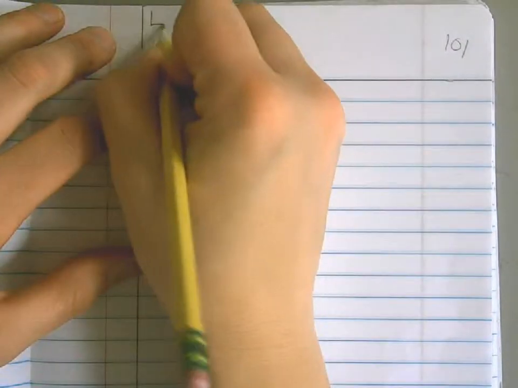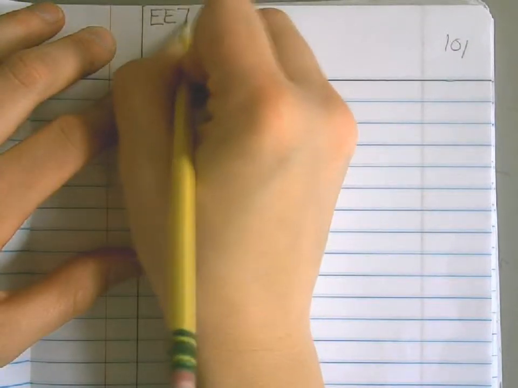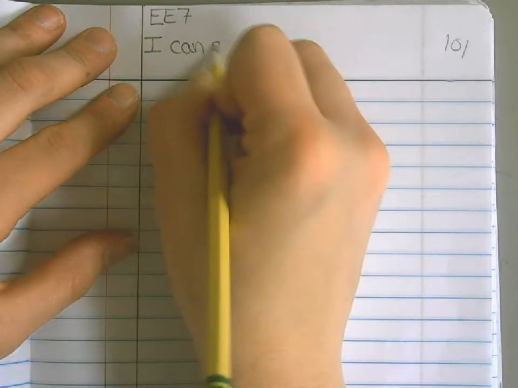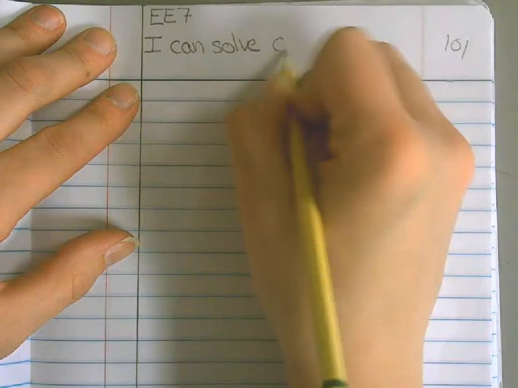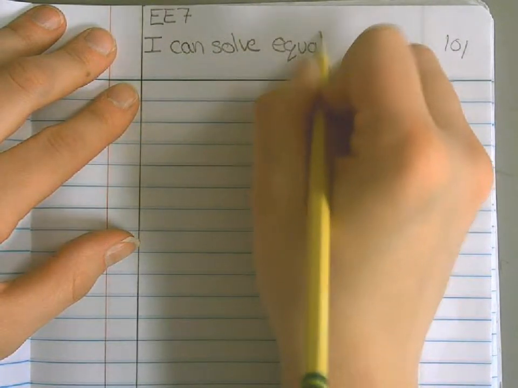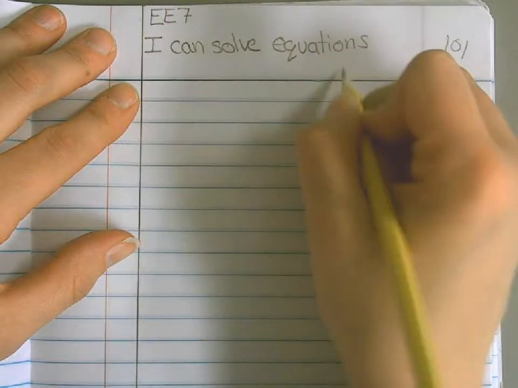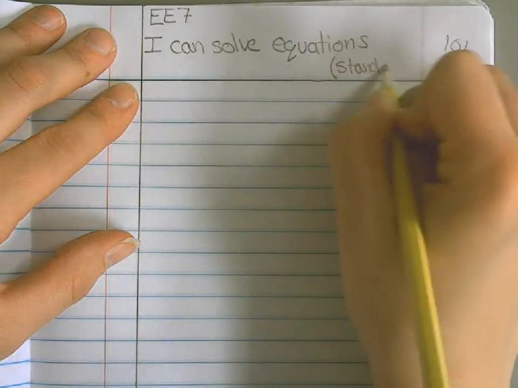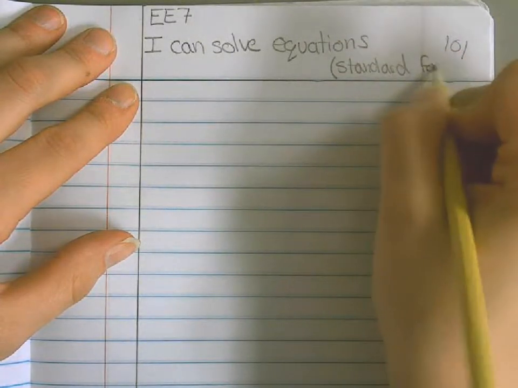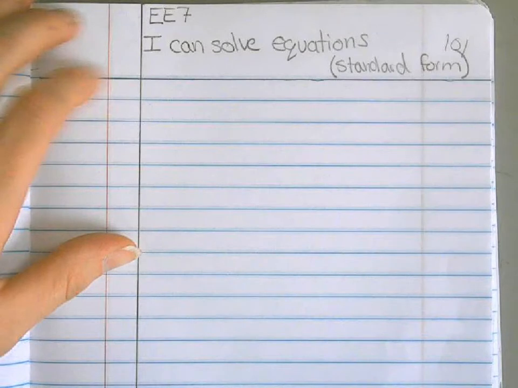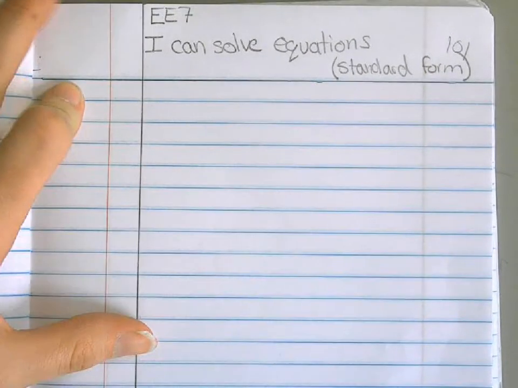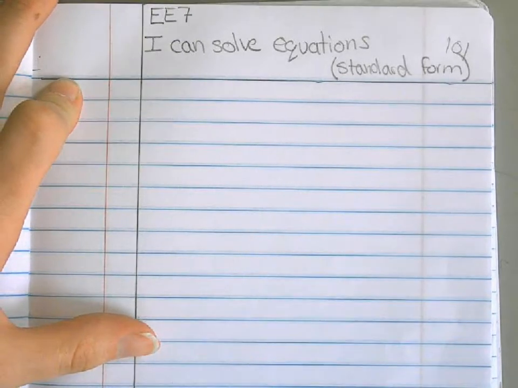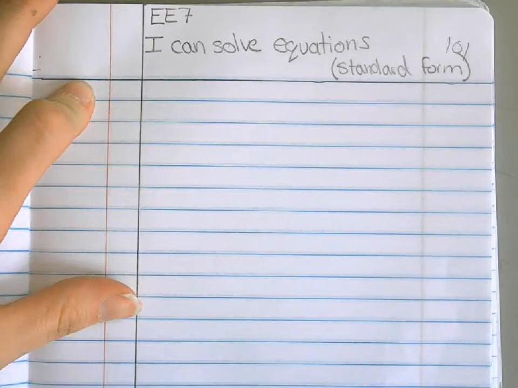Okay, so we are going to continue with EE7 today, and that is I can solve equations, but instead of modeling we are going to use standard form. Okay? Standard form, which if you really like the modeling, if you understand the modeling, you're like, oh, I can do this, no problem, you're going to love standard form.